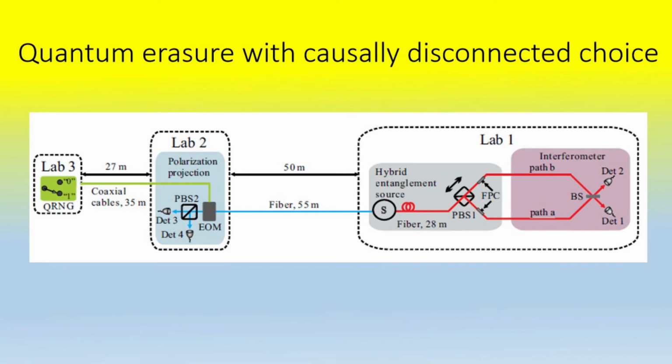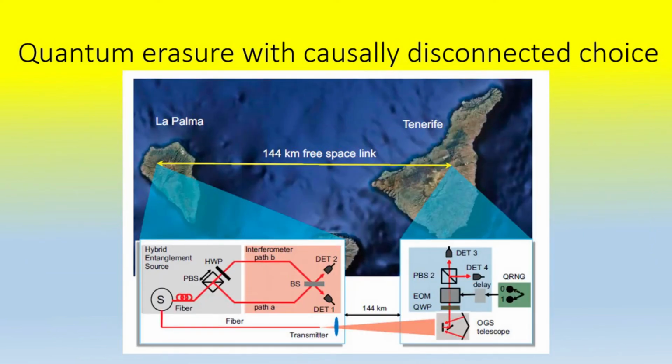Here is a quantum eraser with a causally disconnected choice. In this case, the quantum random generator and the idler photon detection are all separated from the interferometer by some distance. It is set up so that there is no possible way for a classical signal to go between the locations before the signal photon is detected. In the most extreme example of this, the distance between the interferometer and the idler detector and quantum random number generator was about 144 kilometers. That's about 89.5 miles.